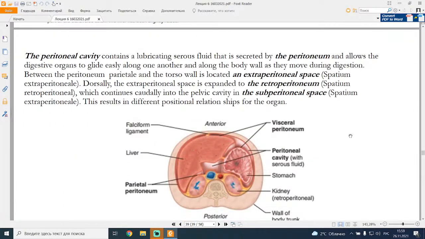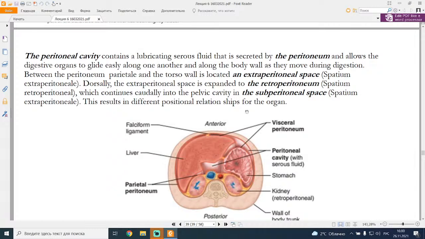Peritoneal cavity, what you see? The peritoneal cavity contains lubricating serous fluid that is secreted by the peritoneum and allows the digestive organs to glide easily along one another and along the body wall as they move during digestion. Between peritoneum parietale and the torso wall is located an extraperitoneal space.